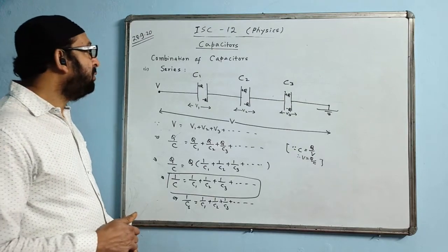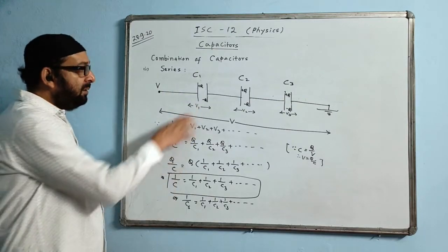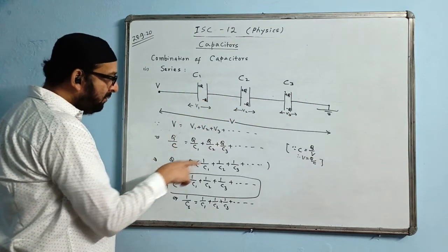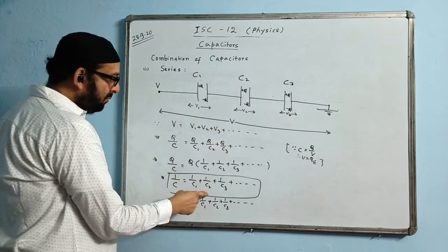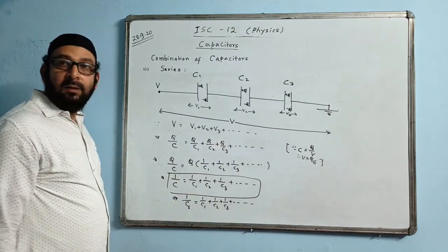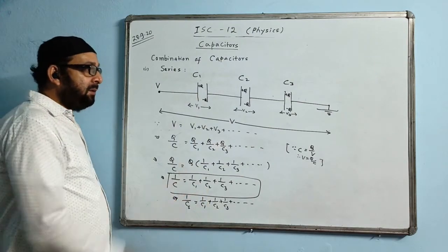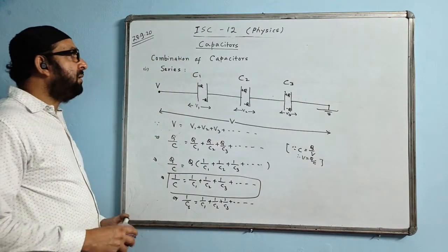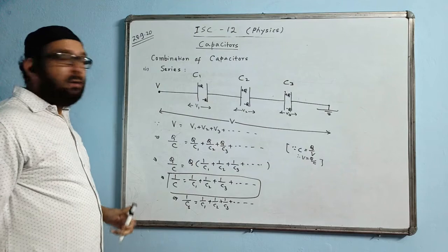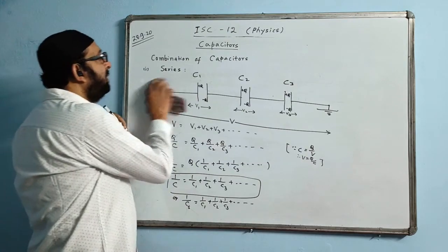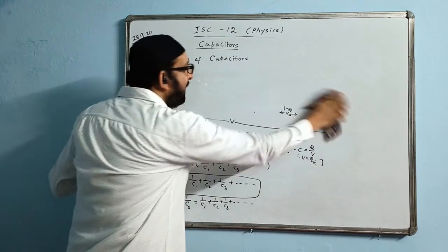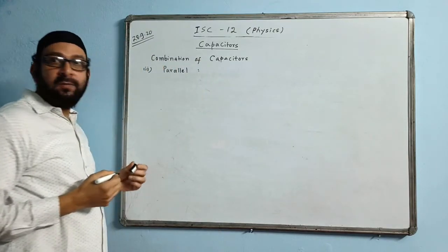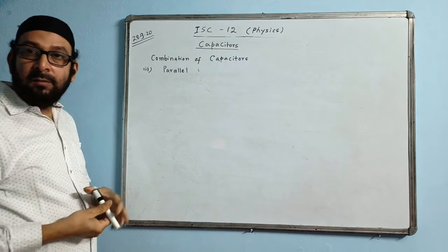So, series combination of capacitors: 1 mark on the diagram, the correct diagram, and the second mark will come on writing this, and the third mark on completing this here. So, marks will be divided in this manner. So, this one we did, combination of capacitors in series. Now we are doing the second part, parallel combination. Combination of capacitors in parallel.